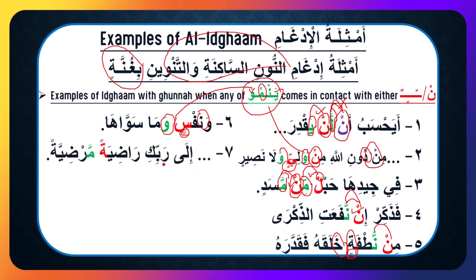Next example we have ila rabbiki radiyatan mardiyah. Ila rabbiki radiyatan. The ta here has Nuun Saakinah, and the mim, of course, is a letter of idgham bi ghunnah. Entering that into this gives us idgham bi ghunnah. So what we did here is idgham of tanween into mim with ghunnah. That's how it's called. While for these ones here, we have idgham of Nuun Saakinah into whatever letter they come after.